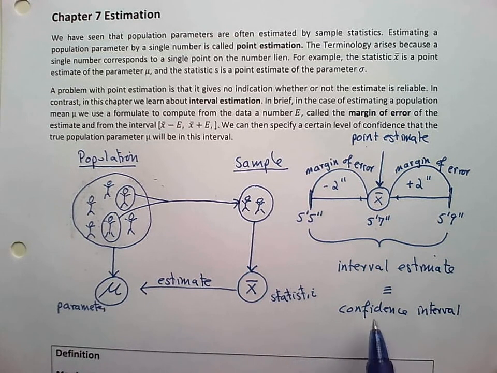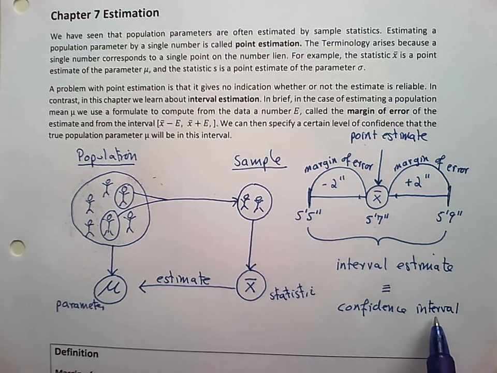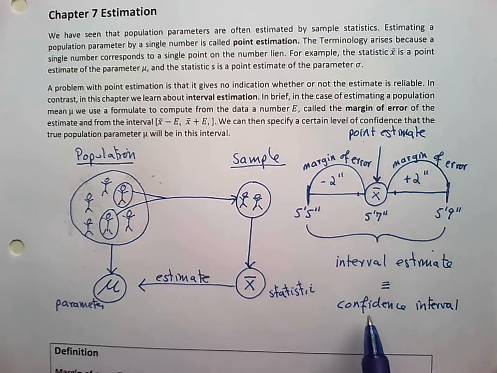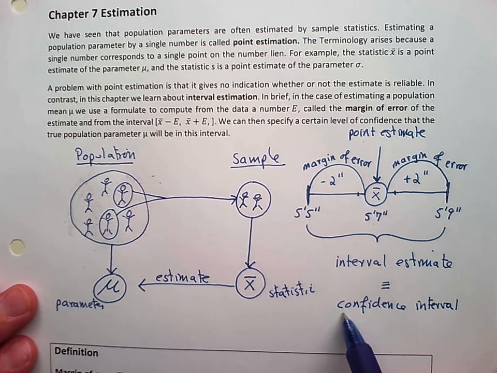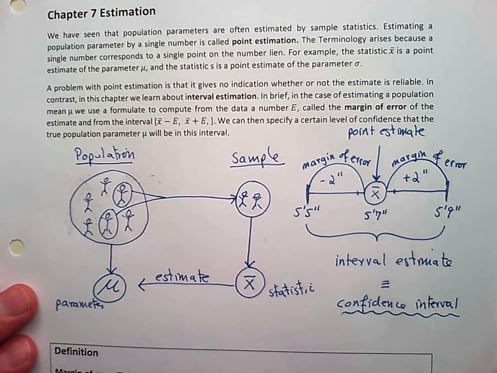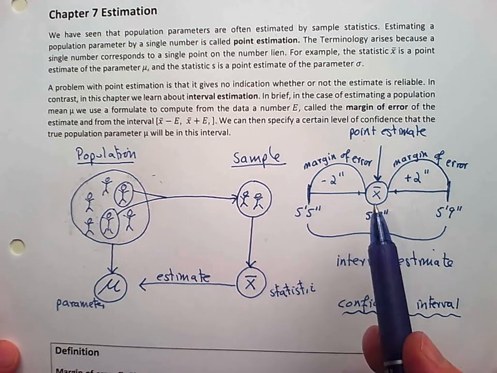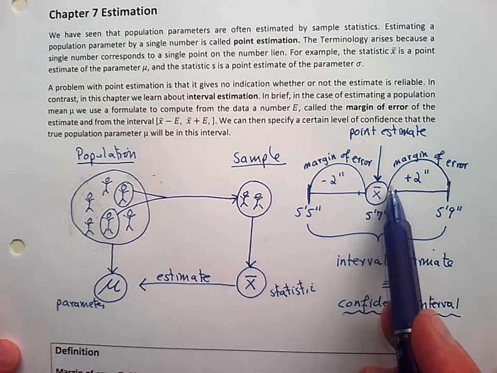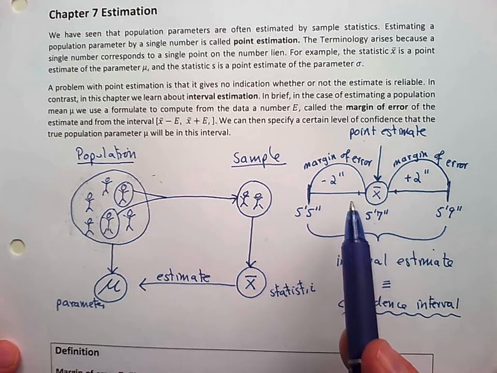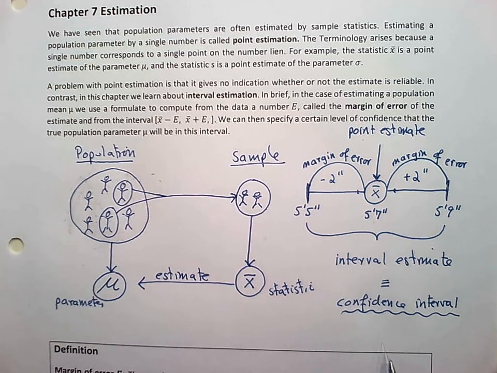It's called a confidence interval because not just are we creating an interval, but we're also going to specify a certain level of confidence in that interval that we're creating. And this is basically what Chapter 7 is all about, creating this confidence interval and also describing how we're creating this interval. How are we creating our margin of error? What is our point estimate?